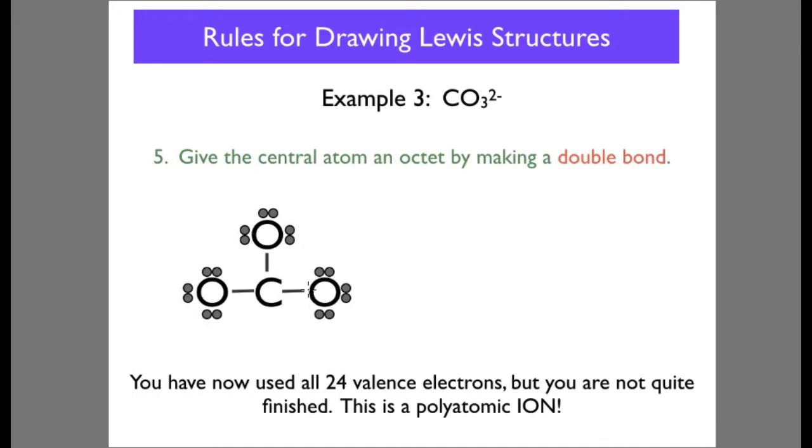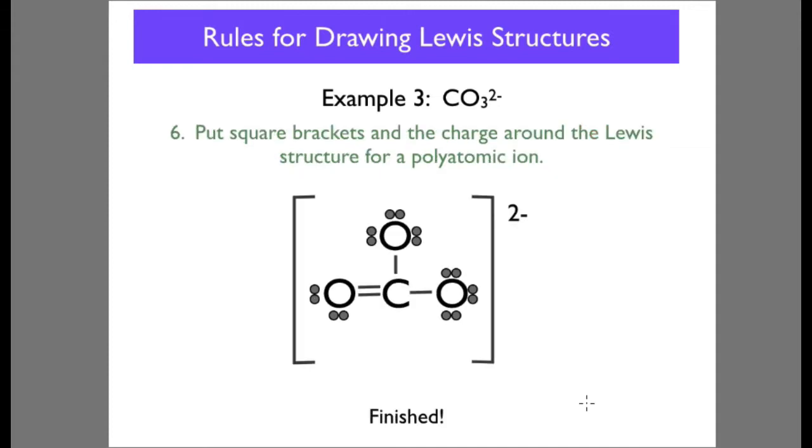Now we can see that the carbon only has 3 bonds, so we're going to give the central atom an octet by making a double bond. There we go. And you've used all 24 valence electrons, but we're not quite finished, are we? It's a polyatomic ion. Now this is a very important step that people often forget to do. You need to put square brackets in and add the charge around the Lewis structure for polyatomic ions. You mustn't forget to do that.